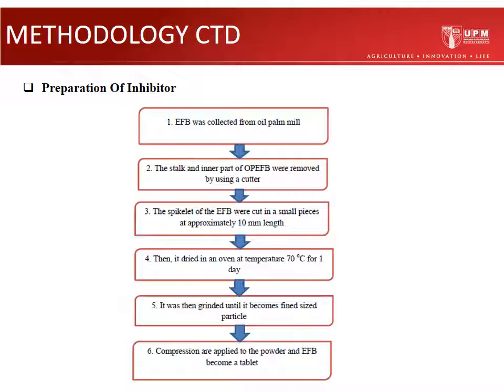Then it's dried in an oven at a temperature of 70 degrees Celsius for 1 day. Then it was ground until it became fine-sized particles. And the last step is that compression is applied to the powder and the EFB becomes a tablet.